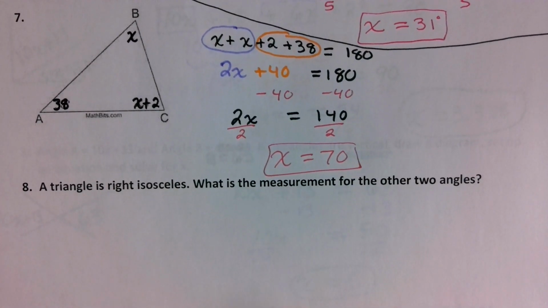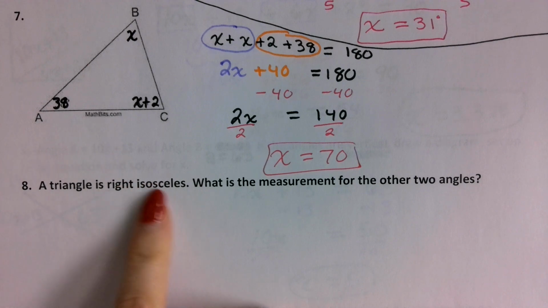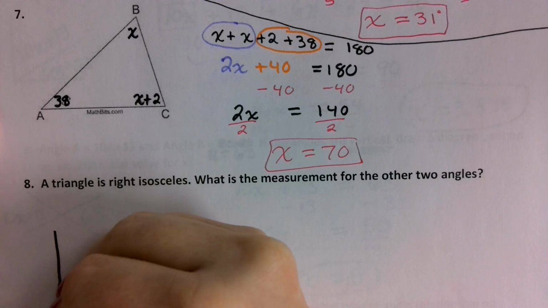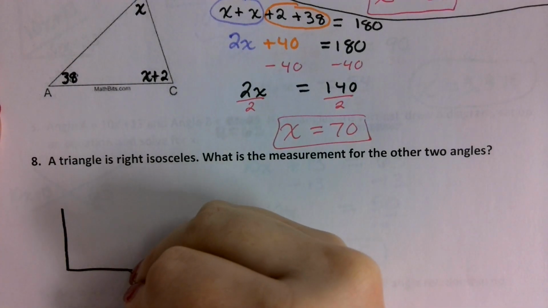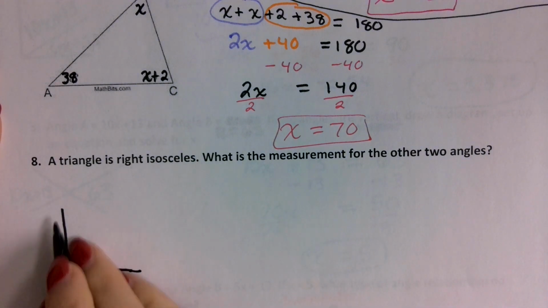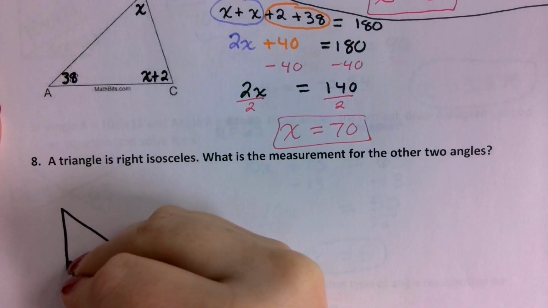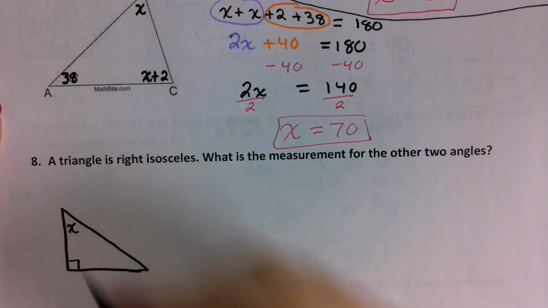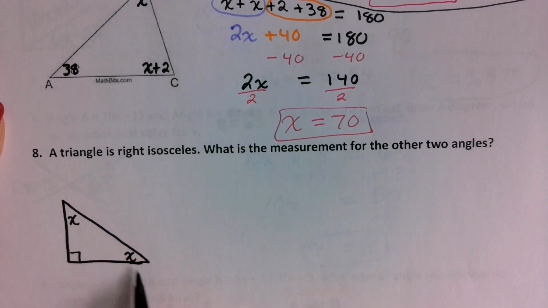Okay, our last problem here, remember I told you sometimes they might not give you a diagram, they might just give you words. Here it says that we have a triangle that is a right isosceles. So if I were to draw that, I know I have to have a right angle, and because it needs to be isosceles, that means 2 of the sides have to be equal, which also means 2 of the angles are going to have to be equal. So if this is angle x, then so is this one. They both are going to be equal angles because we have equal sides.